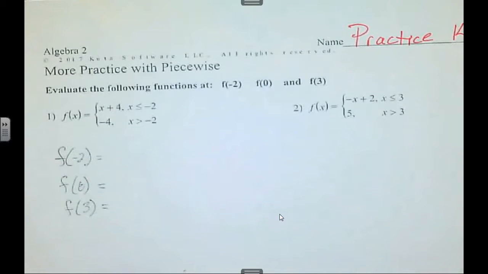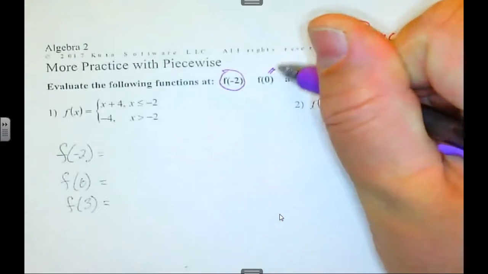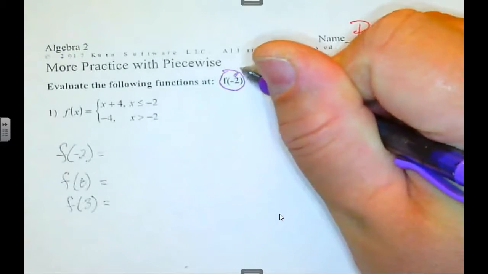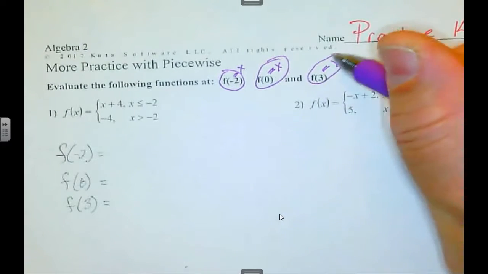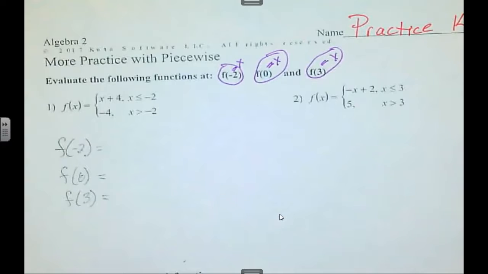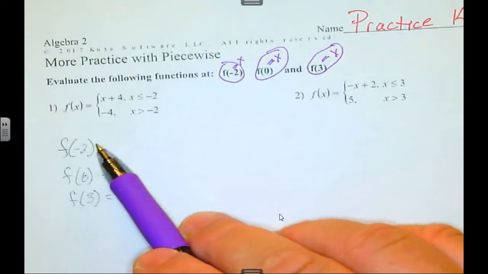Alright, so I have to figure out when each one of these, the x equals the given value. So all I have to do is plug in -2 for x, 0 for x, and 3 for x. Let's see, the first one, -2.